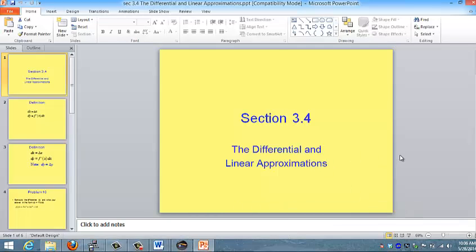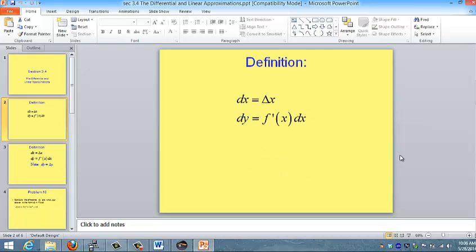Okay, so we have the differential and linear approximation. So I'm going to write down a definition for you here. But this won't make sense to you until I draw a picture, I don't think. So I'm going to go ahead and try and draw a picture. But if you want to write down the definition, that's not bad.